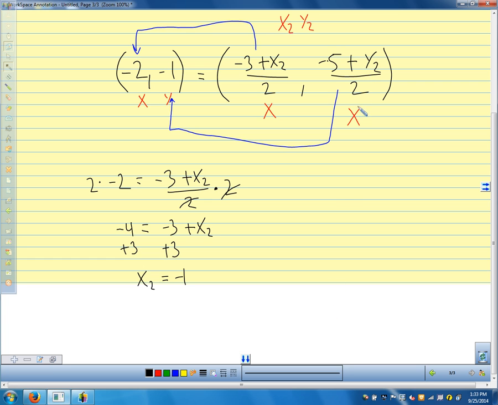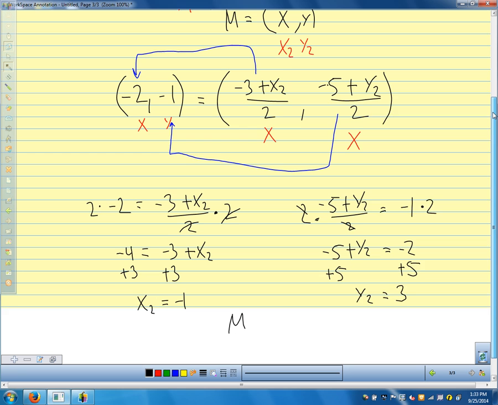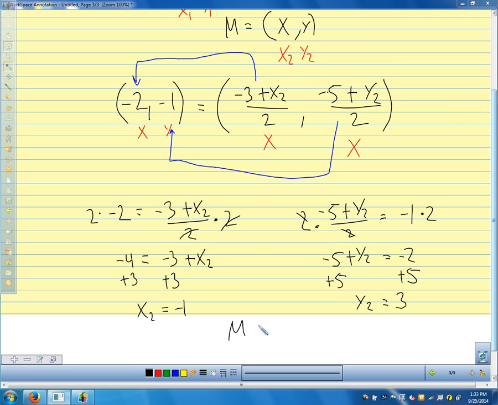Now let's work with this equation. Negative 5 plus y2 over 2 equals negative 1. So I'm working with the y equation. Same process, I want to get rid of that 2, so I'm going to multiply both sides by 2. Those cancel. I get negative 5 plus y2 equals negative 2. Add 5, and I get y2 equals 3. So M is x2, y2, the point 7, 3.